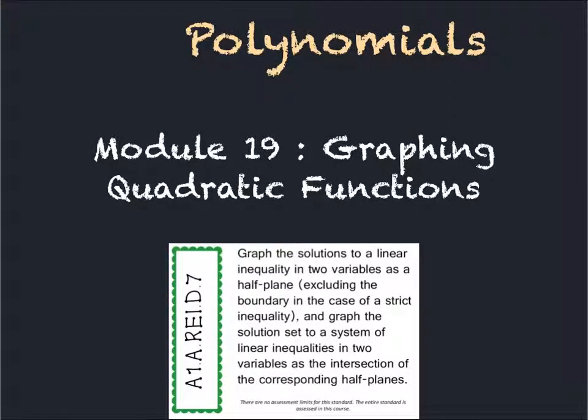All right, Module 19, graphing quadratic functions. So far we've graphed linear functions, absolute value functions, and exponential functions, and all of those look different. If you graph a linear function, you're going to have a diagonal line that looks like that. If you graph an absolute value function, if you remember from that unit, we have that V-shaped graph. If we graph an exponential, we have that graph if it's an exponential growth.